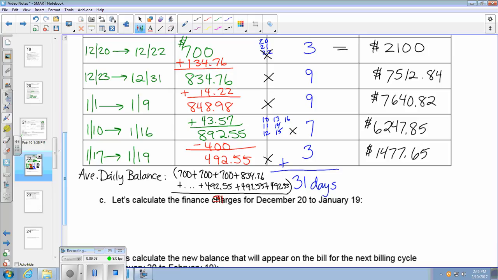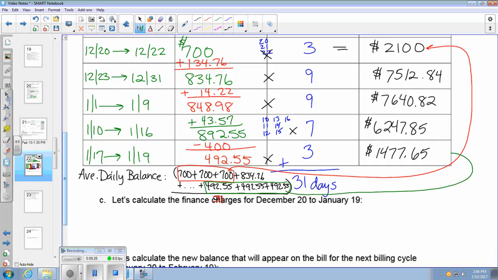All right, so a shortcut. Instead of typing in $700 on your calculator 3 times, we're going to multiply 700 by 3 and just type in the product once. And as another example, instead of typing in that last balance 3 times, we're going to multiply it by 3 and just type in its product once. So each of these numbers in the last column is the result of doing something very similar, taking the balance and multiplying it by the number of days that it was on your credit card.